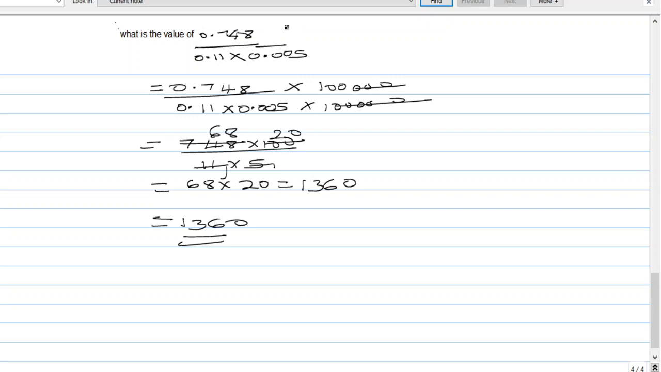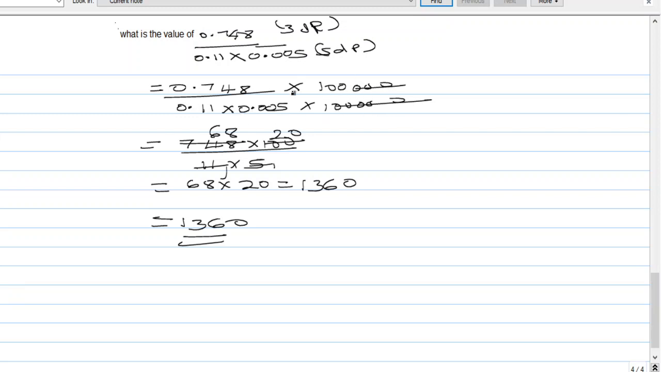In the numerator, we have 3 decimal places, and in the denominator, 5 decimal places. So by that, we are supposed to multiply both the numerator and denominator by 100,000, representing 5 decimal places.